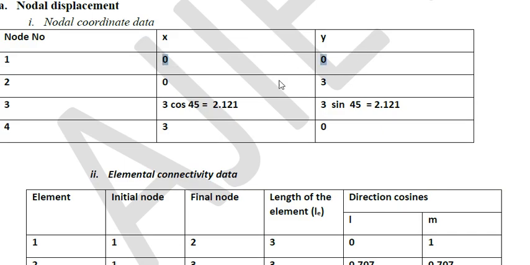That is what is shown here. Node 1 is at 0, 0. Node 2 is at 0, 3. Node 4 is at 3, 0. Node 3 is at 3 cos 45, 3 sin 45, that is 2.121, 2.121. This is the nodal coordinate data.